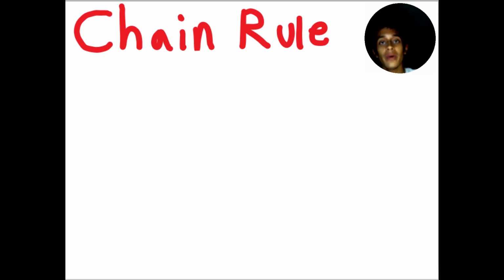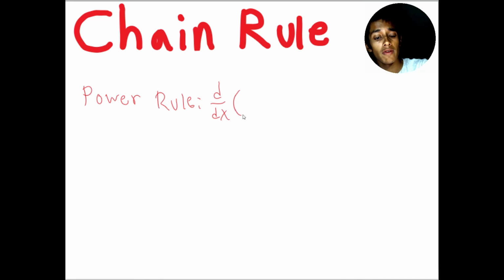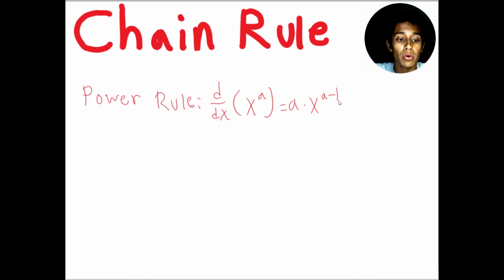In calculus, when you have to find the derivatives of more complex functions, you have to use the chain rule. For more simple functions, you can use something called the power rule, which should be reviewed by now. What the power rule states is that the derivative d/dx of a function x to the a power is equal to a times x to the power of a minus 1. And so this rule is more useful for simple functions in which it's just a function x to a power.